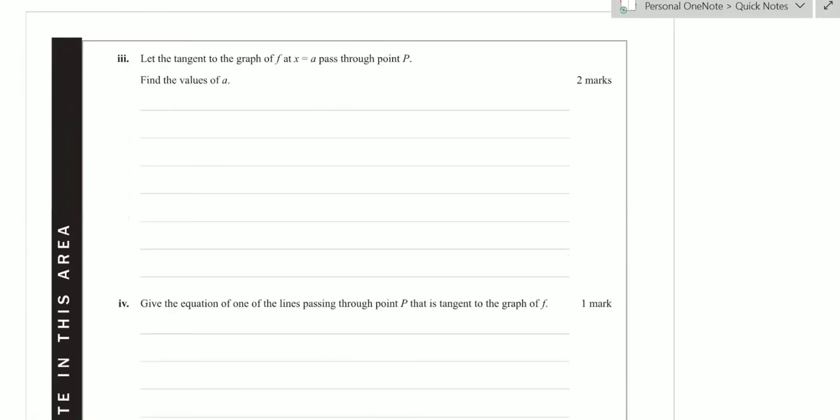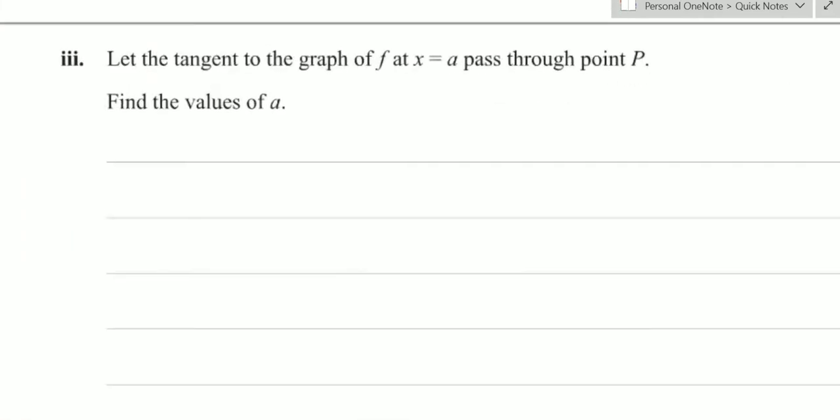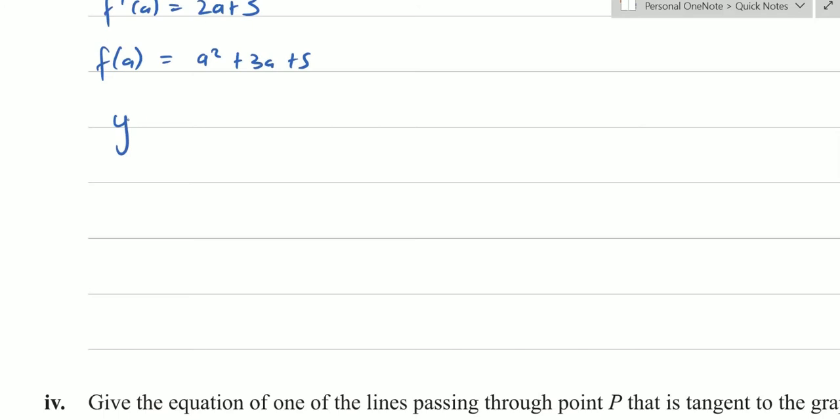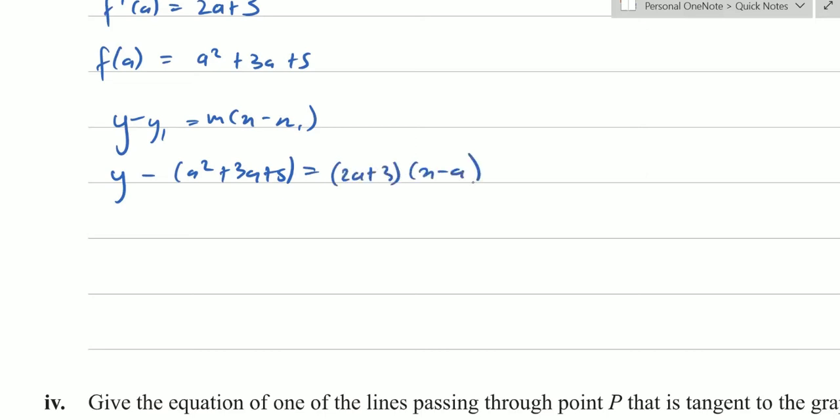So now they're saying they're going to let the tangent pass through P. So find the values of A. From before, we found that the tangent at A, or rather the gradient of the graph at A, is 2a plus 3. And the point at A would be (A, f(A)). And so we have to find the equation of the tangent now. So we can do y minus y1 equals m times x minus x1 and sub all these things in. M is f dash A, so it's 2a plus 3 times x minus a.